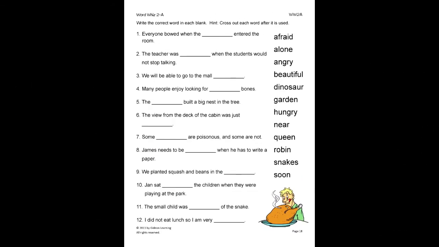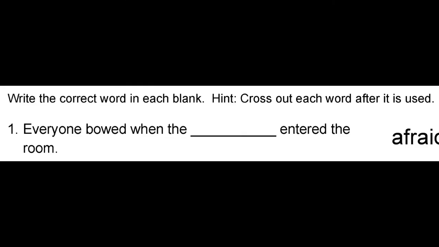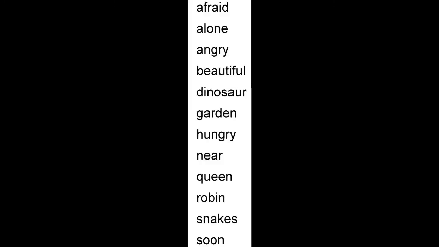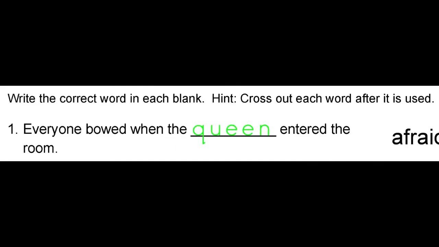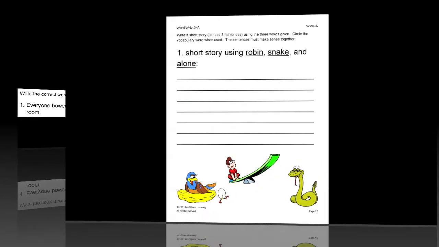On this activity, the student will write the correct word in each blank, cross out each word after it is used. Let's look at number 1. Everyone bowed when the blank entered the room. So we look at the word bank and find that queen is the correct word. So we cross out the used word and write queen neatly in the provided space.